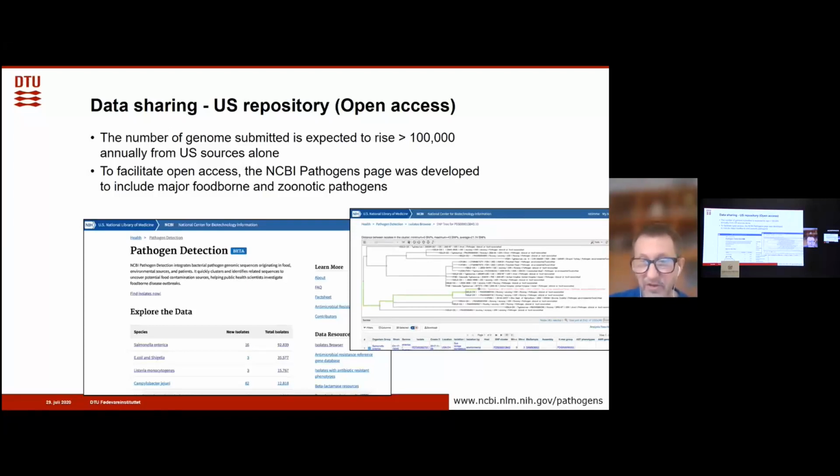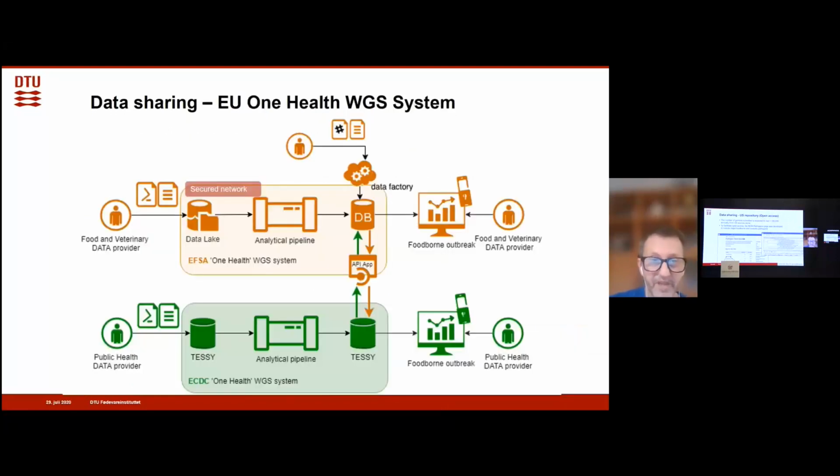And basically, when you submit single genomes, you can actually also see how it's related in phylogeny with the other genomes. So it's a pretty neat system that has been set up in the US. So we're trying to do a similar approach in the EU.